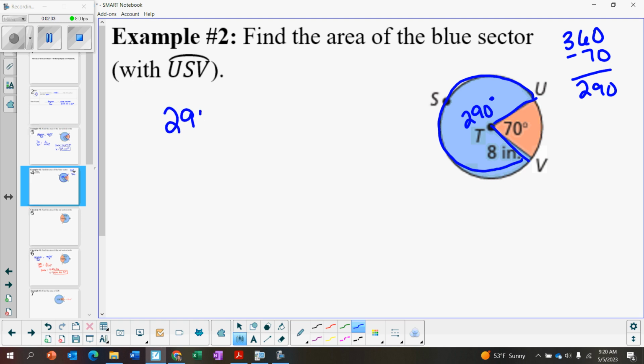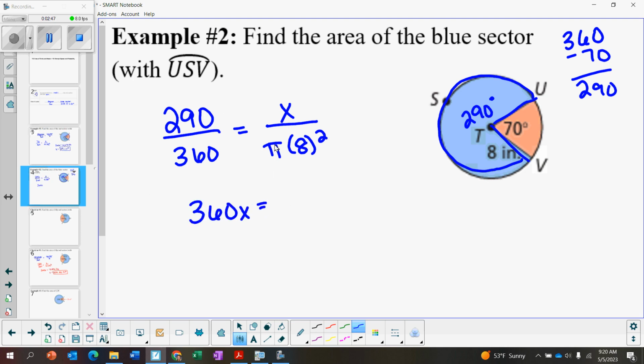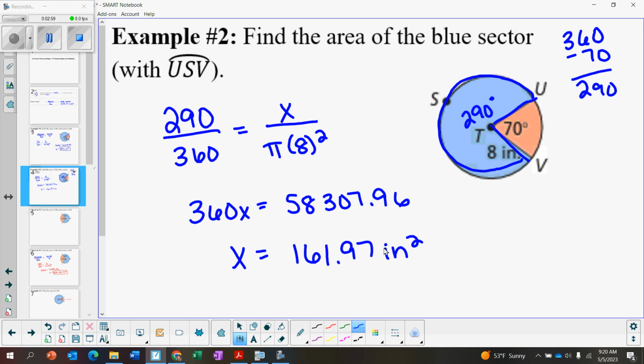So degrees over 360 equals, we're still looking for the area of the sector, so that's x over, once again, pi 8 squared. So when I cross multiply, I get 360x equals 58,307.96. Dividing by 360, we get about 161.97 square inches.